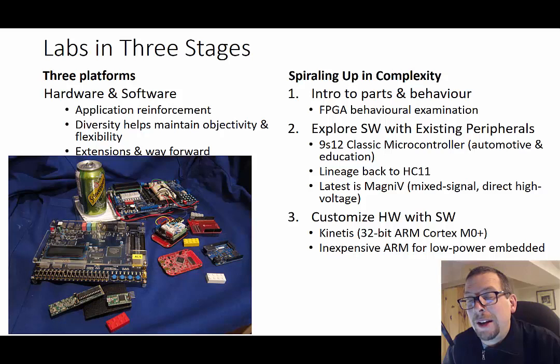After that, we're going to move on to customization of hardware and software using the Kinetis platform. It's a 32-bit ARM Cortex M0 Plus system, relatively inexpensive and low-powered, and it's basically going to form the lab kit that you can take home with you. You'll purchase it, you'll be able to take it with you, you'll be able to use it for your projects as well, and maybe use it in future projects.